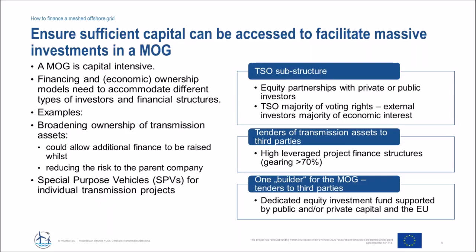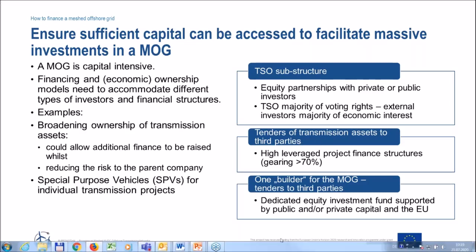The European TSOs and TOs have developed financial strategies in the past, of course, to cope with capital-intensive transmission investment, and they have managed to attract private investors or secure alternative innovative funding. These strategies could be applied also for a mass offshore grid. For example, and here you can see it on the right side, a TSO substructure with equity partnerships with private or public investors, where the TSO has the majority of the voting rights, while the majority of economic interest stays with external investors. Or tenders of transmission assets to third parties with high levels of project finance structures.